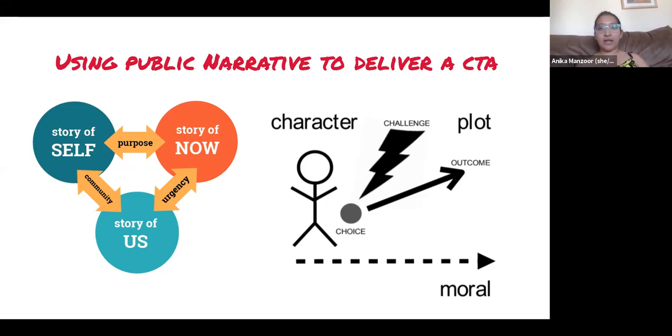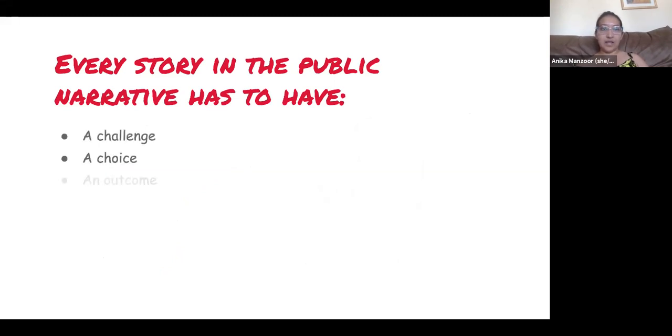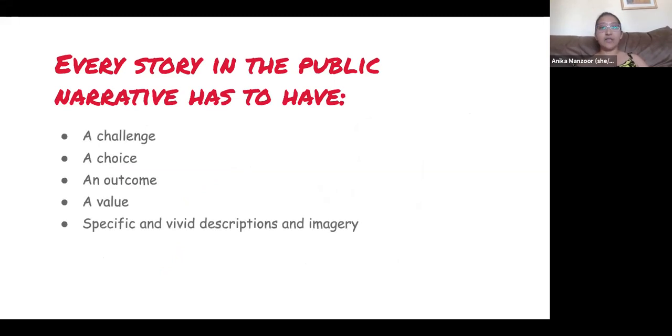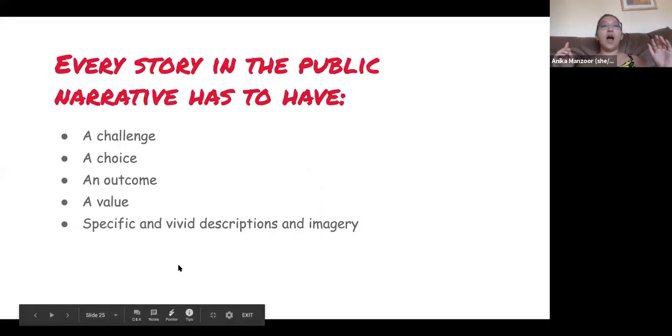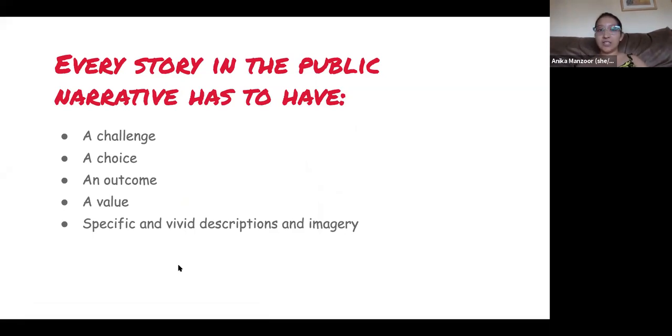So I'm going to go ahead, if you can go to the next slide. Yeah, and just to summarize, as you're creating these different stories and then you're going to connect them together, make sure that they all have a challenge that the protagonist faces, whether it's you or it's us, and a choice that is to be made. And in the stories of self and us, that choice is already made. And then in the story of now, we have to make that choice, right? It's the call to action. We have to make the choice to answer this call to action. Otherwise, we're not gonna fix the world.